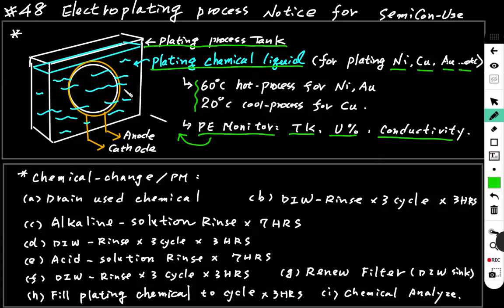We put a wafer inside the tank and seal it with the electronic ring. The electronic ring is connected to the anode and a cathode, to connect to the electro power, and we use the electro power to let the metal chemical liquid be plated onto the surface of the wafer.